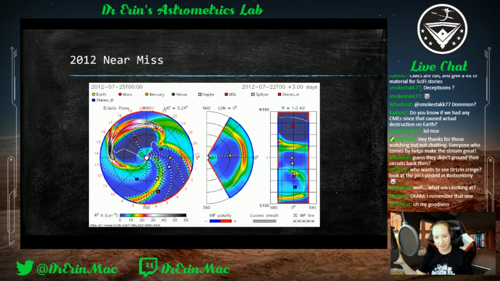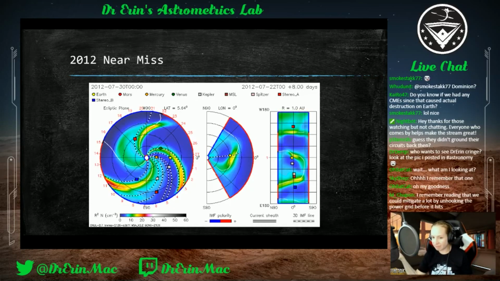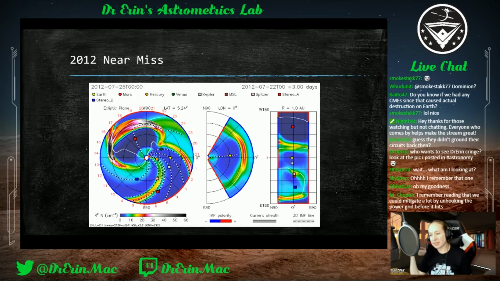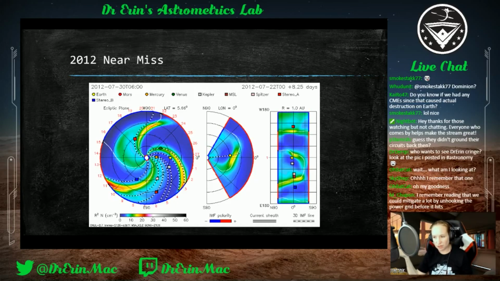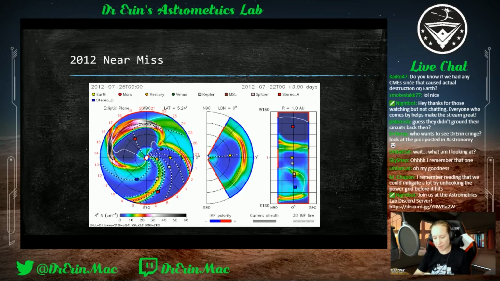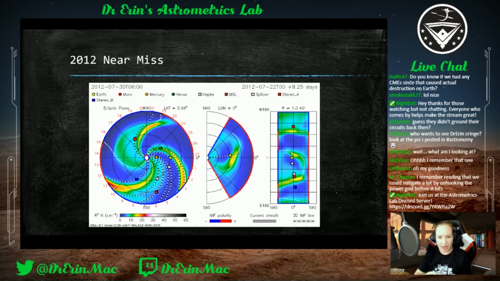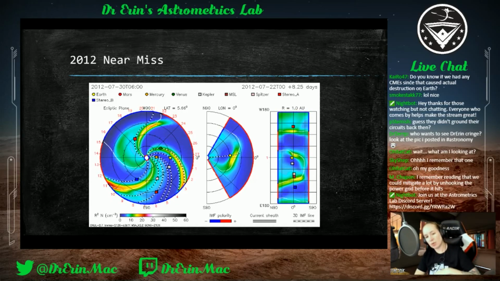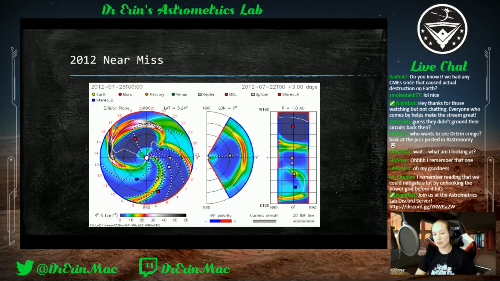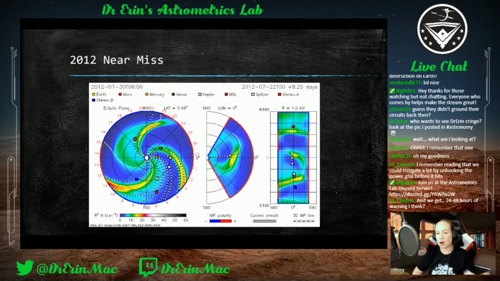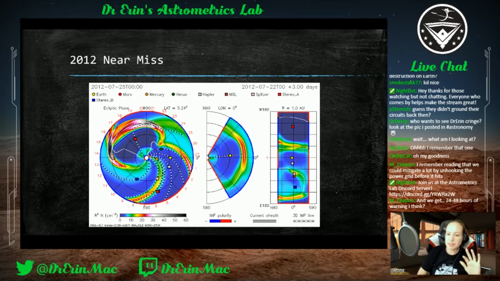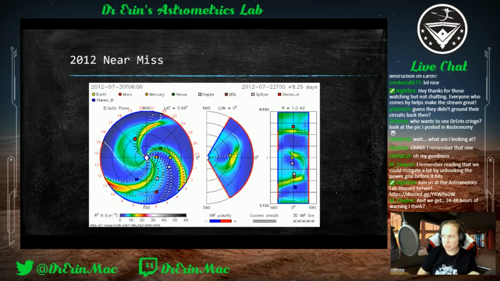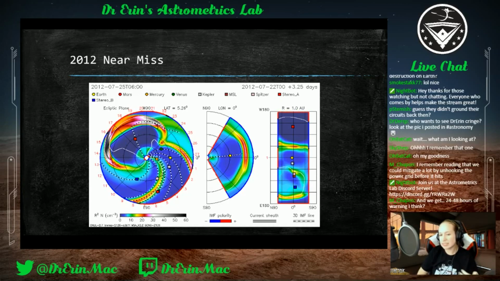Monitoring solar activity is a component of satellite maintenance, because sometimes you will lose your satellites, and you monitor the solar activity to make sure of that. And yeah, M-Chupon, we could mitigate a lot if you unhook the power grid before it hits. And there are some mitigations that I think different governments have tried to take.